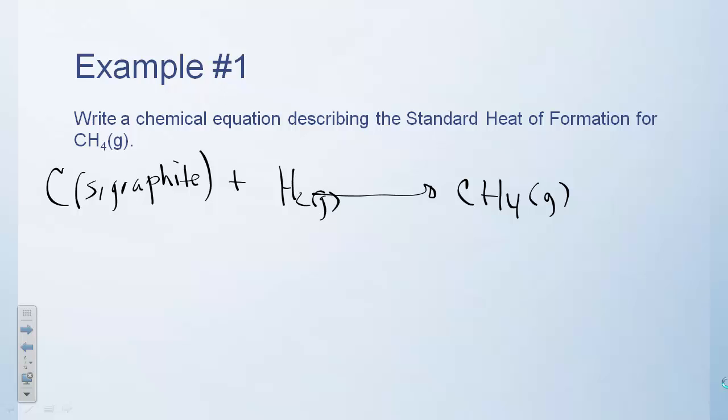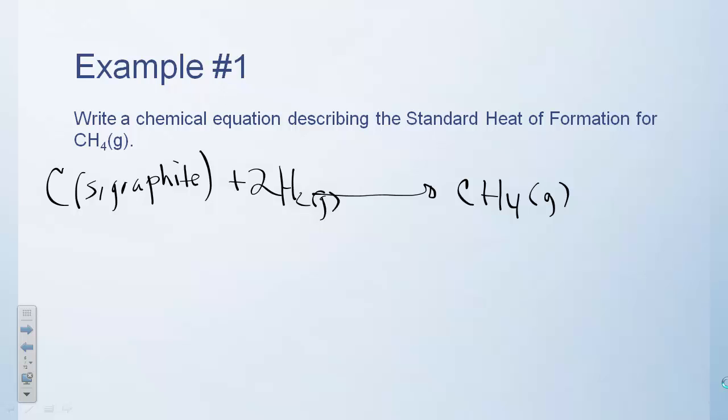So the big thing here that I want to make sure to mention is to make sure, obviously, to balance this equation and also select the correct allotrope for carbon. All right? So we remember that hydrogen is diatomic, so we select H2 gas. Carbon, we've talked about selecting graphite as the correct allotrope.